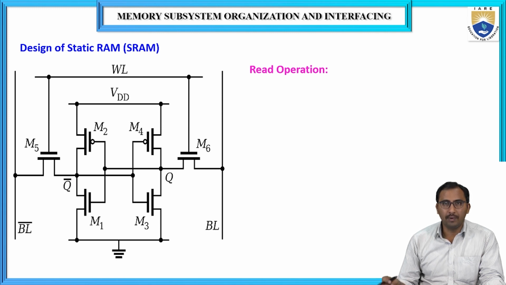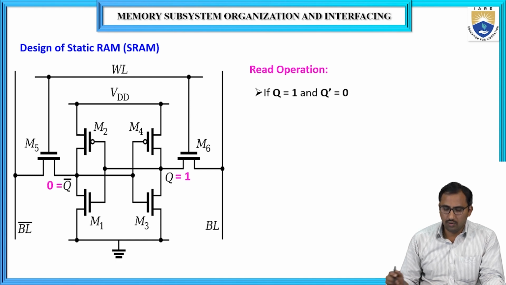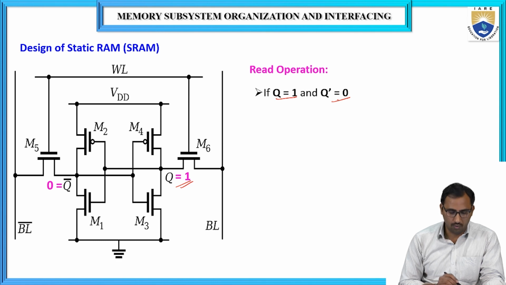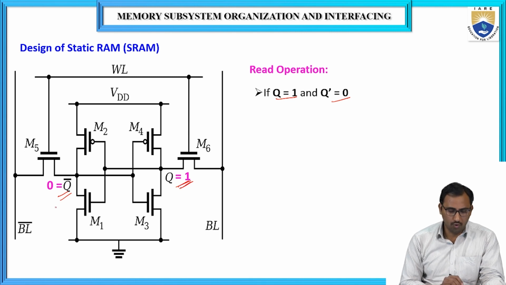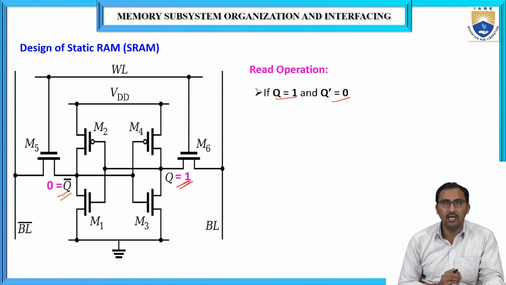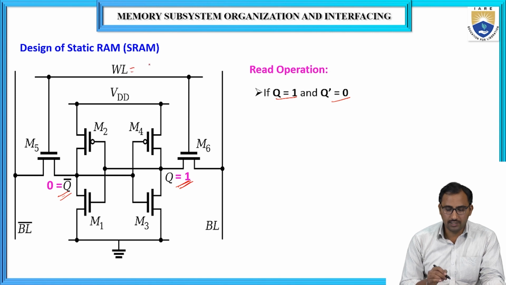So let's see the read operation. In order to perform the read operation, consider Q is equal to 1 and Q bar is equal to 0. So assume the memory holds logic 1, with Q equal to 1 and Q bar equal to 0, and we are reading the data present in the memory cell. To read or write the data, the word line WL should be equal to 1.